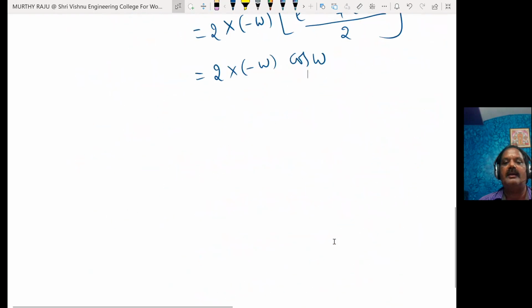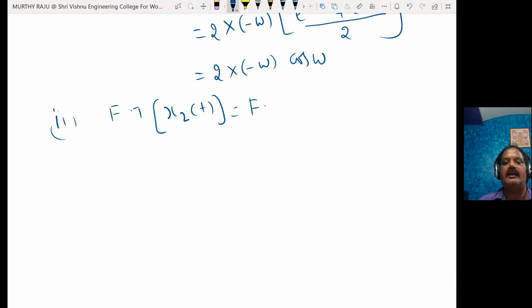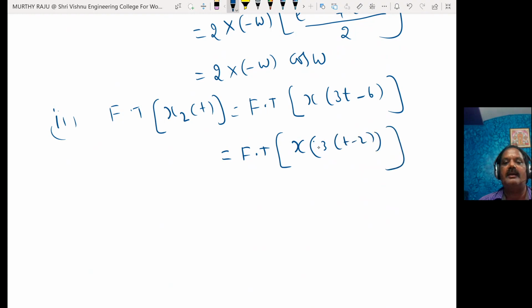First problem is completed. Second problem, Fourier transform of x2 of t, which is x of 3t minus 6. That is equal to the Fourier transform of x of 3 times t minus 2, where 3 is a common term. First, we have to apply the scaling property.